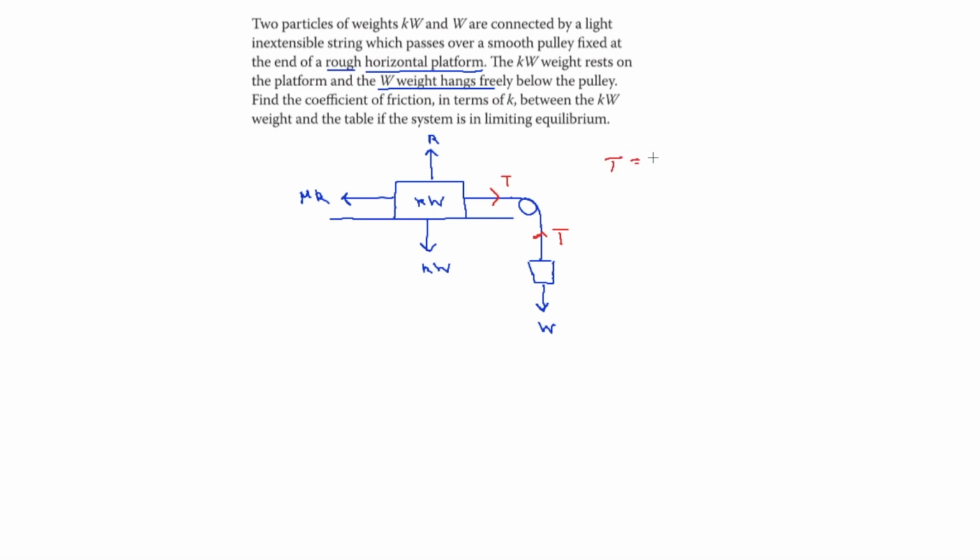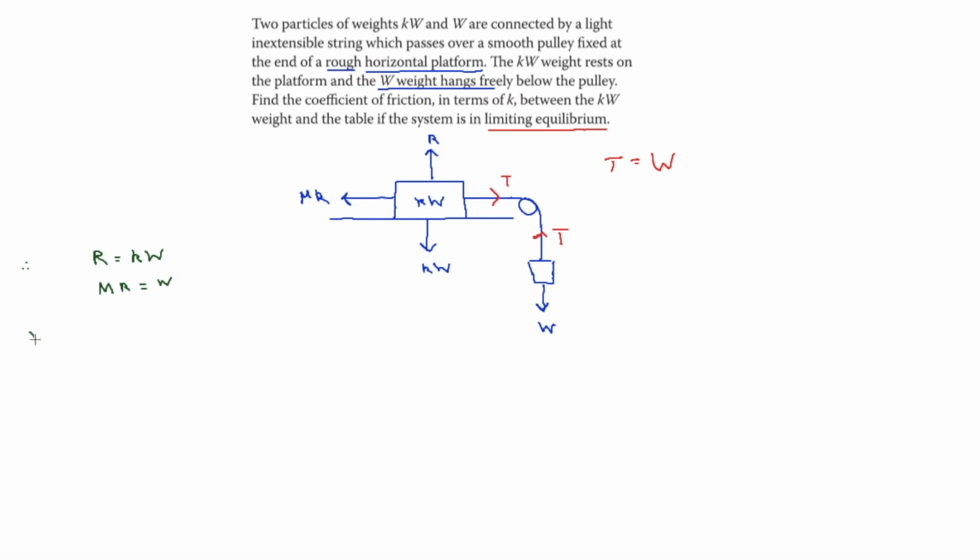It's in equilibrium. It says here, limiting equilibrium. So friction is at its maximum value. So T is equal to W. So therefore, if we want to resolve vertically to start off with, we can say that R is equal to KW. Then if we want to do it horizontally, we'll say that the coefficient of friction times R is going to be equal to W, as T is equal to W.